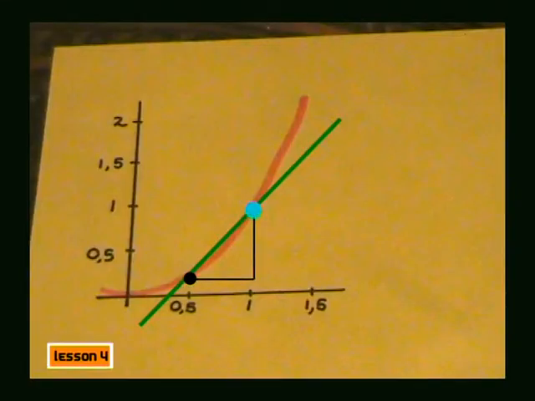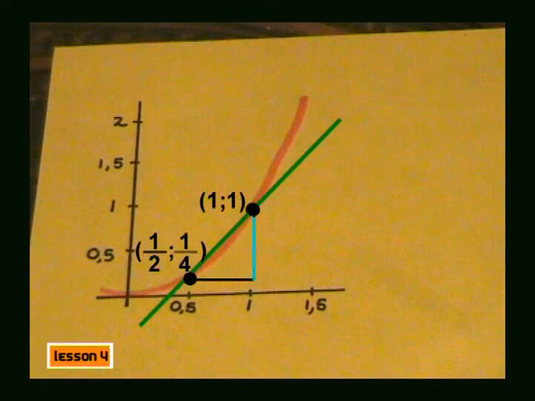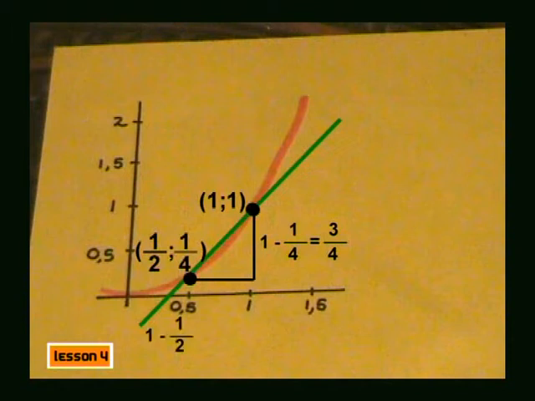This point here is 1, 1. And this one is 1/2 and 1/2 squared. Since the function is y equals x squared, so that is 1/4. To determine the gradient, I must calculate the vertical change and the horizontal change. The vertical change is 1 minus 1/4, which equals 3/4. And the horizontal change is 1 minus 1/2, which equals 1/2.